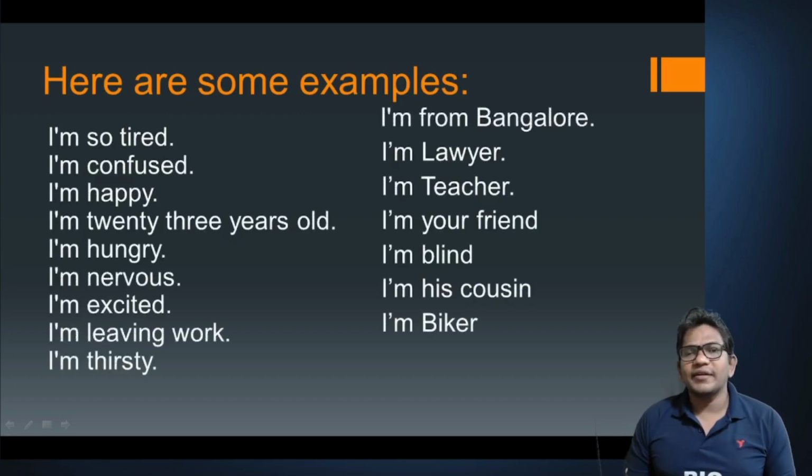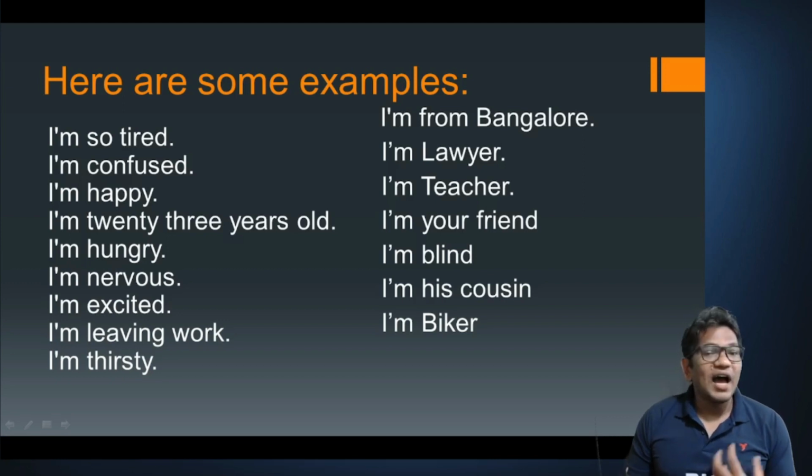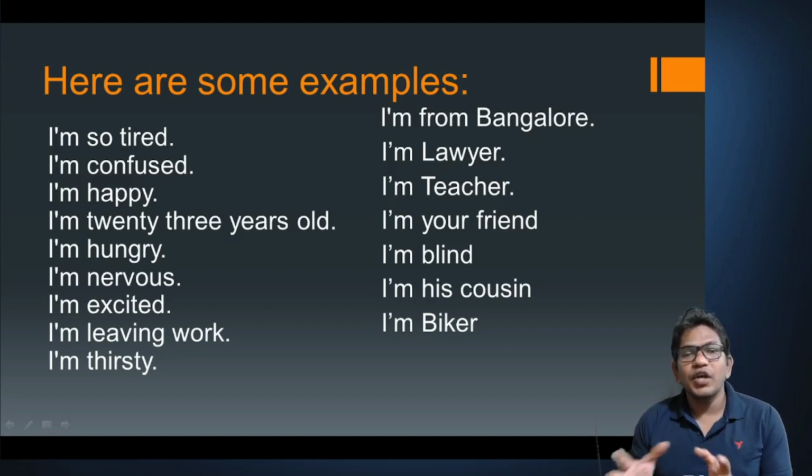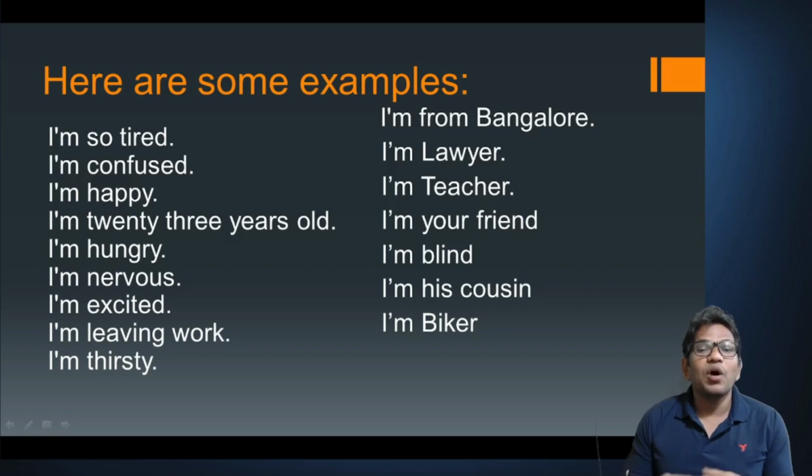I am so tired. I am confused. I'm happy, I'm 23 years old, I'm hungry, I'm nervous. I'm excited, I'm leaving the work, I'm thirsty, I'm from Bangalore, I'm a lawyer, I'm a teacher, I'm your friend, I'm blind, I'm your cousin, I'm his cousin, I'm a biker. You can use so many words. Whenever we use I am plus a word, you are telling someone what you are.